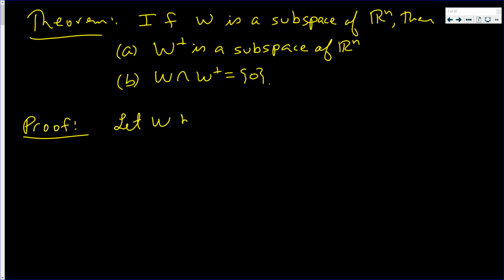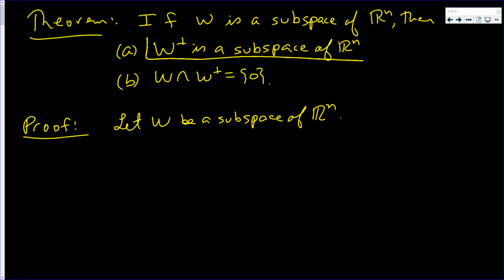Let W be a subspace of Rn. So to prove this, I need to show that W perpendicular is closed under addition and scalar multiplication. So let W1 and W2 be in W perpendicular.